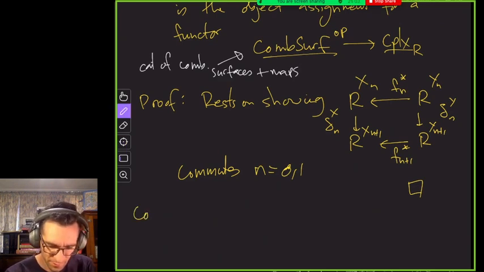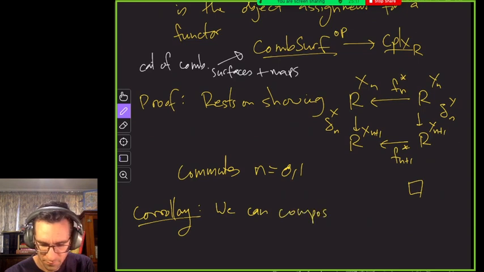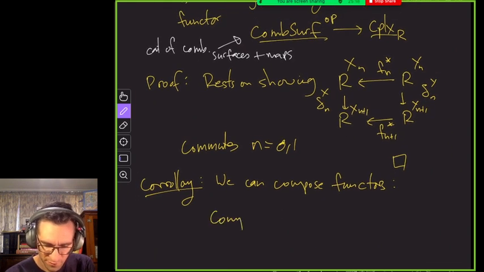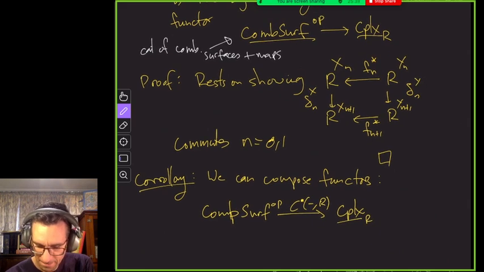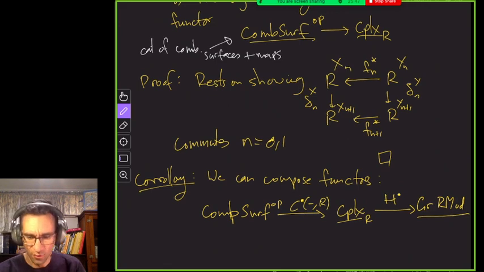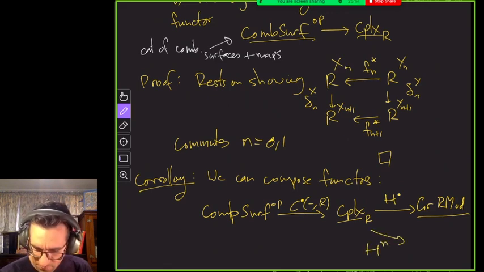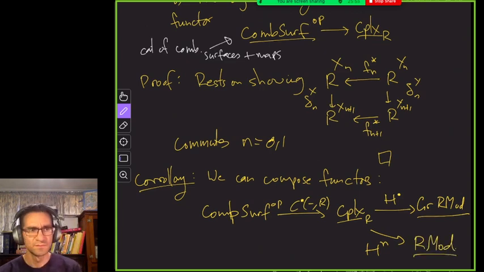So as a corollary, we compose these functors, one from last lecture, to complexes, to graded R modules, or the individual H's, depending on taste.